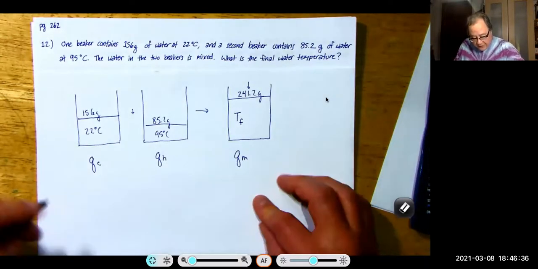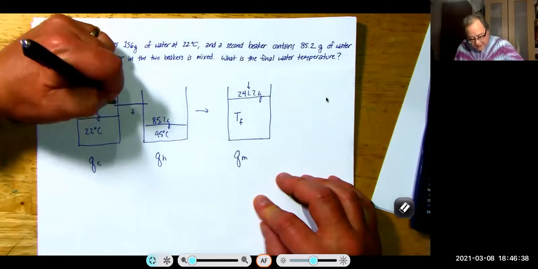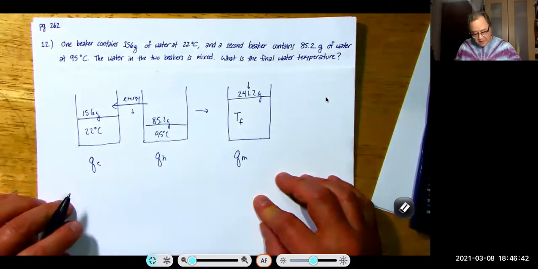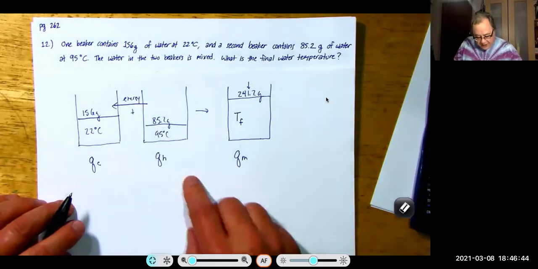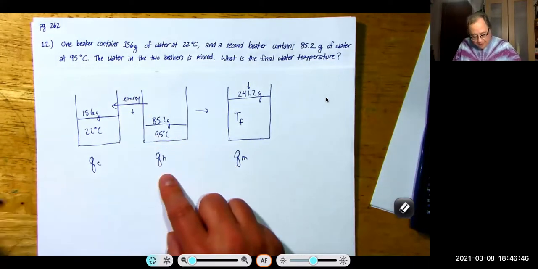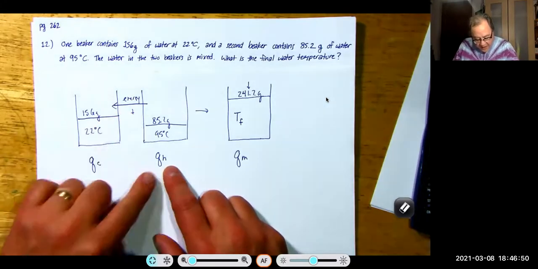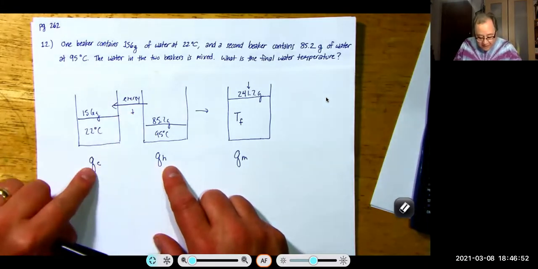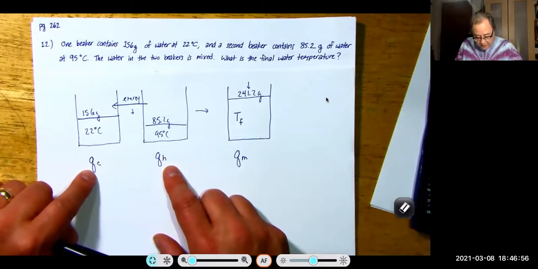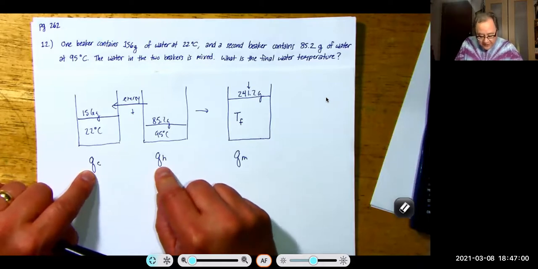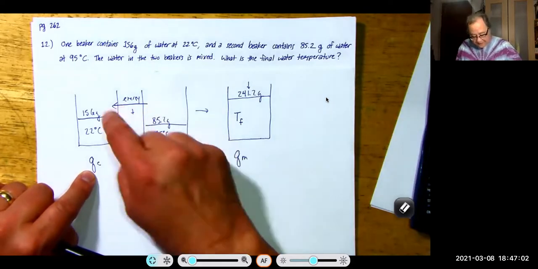And we know that energy is going to flow from the hot to the cold water. So how much energy? Well, it doesn't matter. I do know that the amount of energy flowing out of the hot has to equal the amount of energy flowing into the cold. Now, if we look at the directionality of heat transfer, this is going to be negative and this is going to be positive.